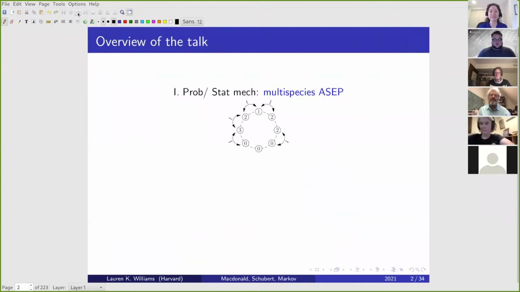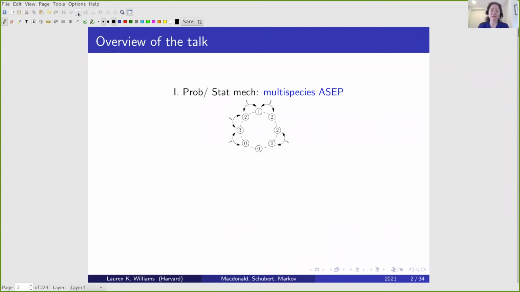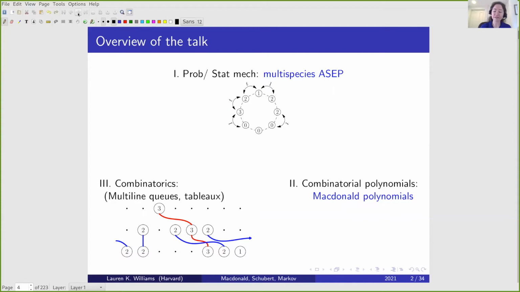So let me start by giving an overview of the talk. I'll be talking about several different characters, as it were. The first one is a model from probability and statistical mechanics called the multi-species asymmetric simple exclusion process. The second character is combinatorial polynomials, and I'll talk quite a bit about a family of polynomials called Macdonald polynomials. And then the third character in the talk is combinatorics, and in this talk that will be some objects called multiline queues and also tableaux.